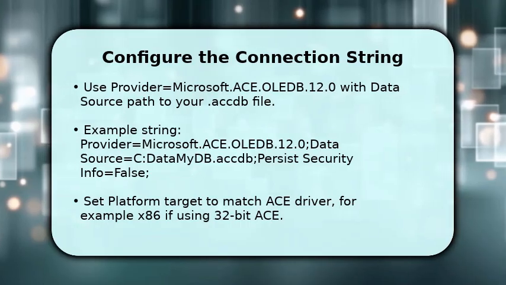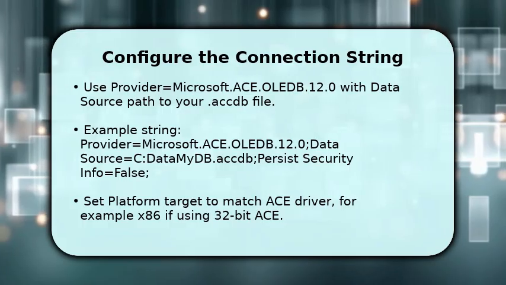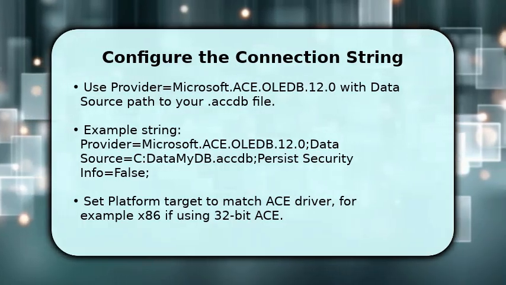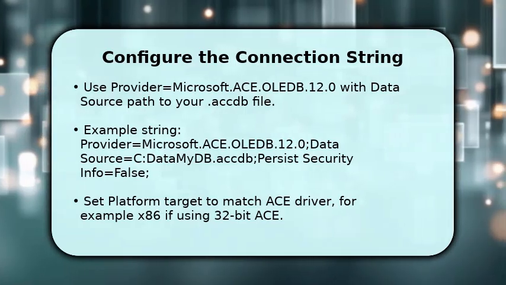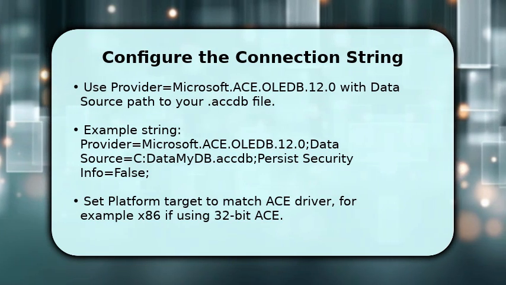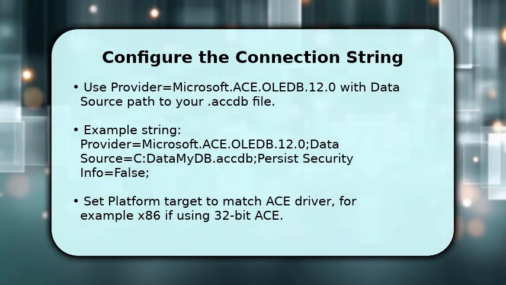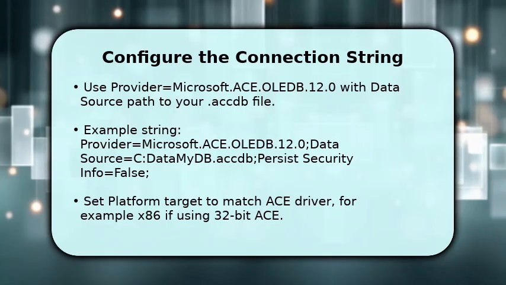For example, Provider equals Microsoft.ACE.OLEDB.12.0; Data Source equals c:/data/mydb.accdb; Persist Security Info equals false. Save this string in app.config or a secrets manager for reuse and security. Ensure your project platform target matches the ACE.